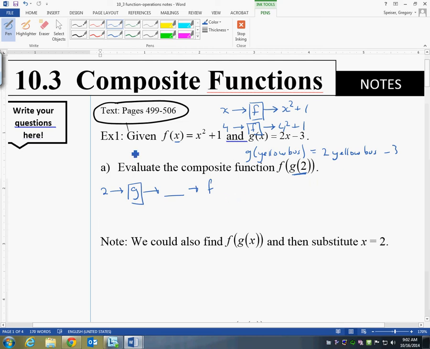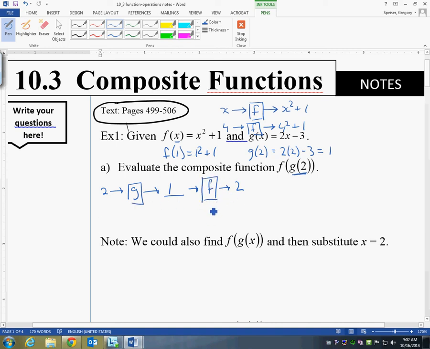If I plug a 2 into g here, that's going to be 2 times 2 minus 3, so that's equal to 1. So what comes out? A 1. Now that 1 is going to go into my f function. Looking over here, f at 1 is going to be equal to 1 squared plus 1. So what comes out? A 2. All right, so this is my little diagram to explain it mentally.